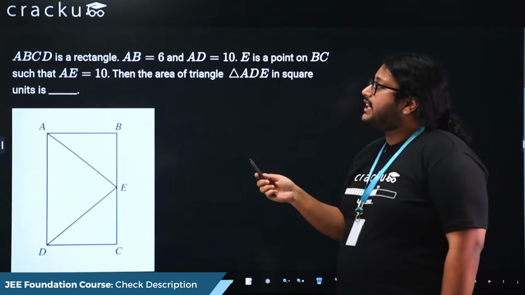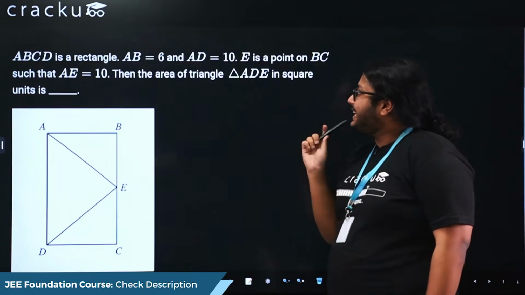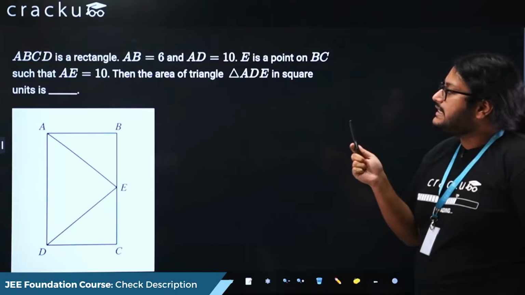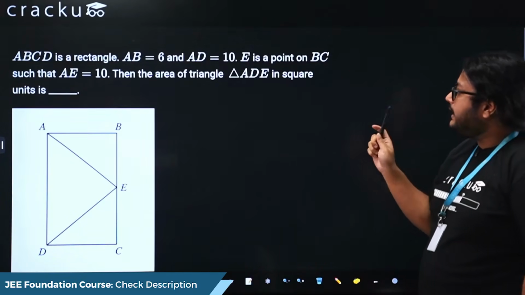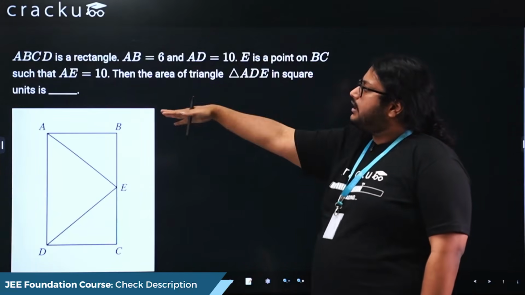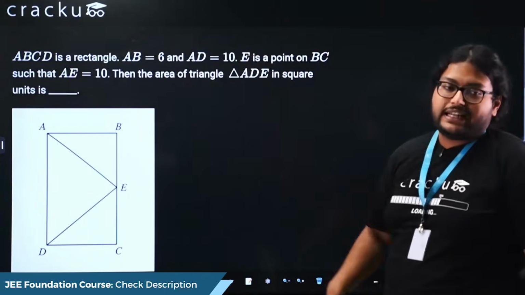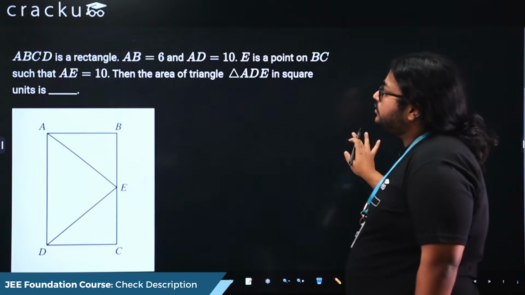In this question, we are told that ABCD is a rectangle, AB equals 6 and AD is 10. E is a point on BC such that AE is 10. The area of the triangle ADE in square units is. Okay, so these are basically 10 units, 6 units. So we need to find the answer in square units. Fair enough. Let's go to the figure.